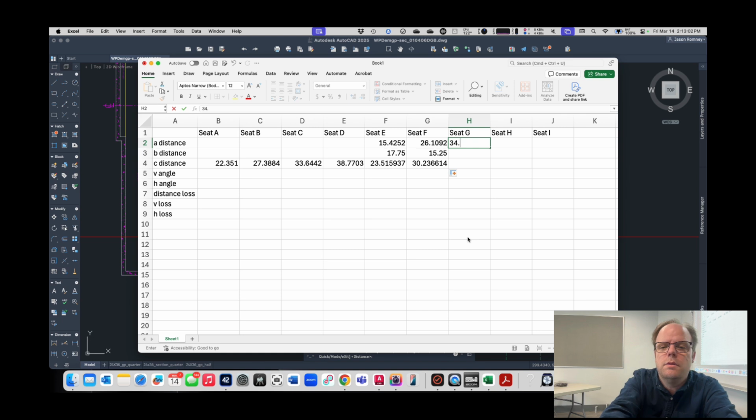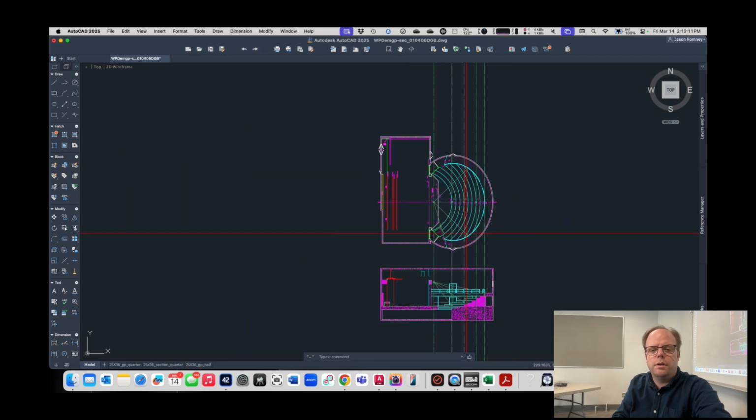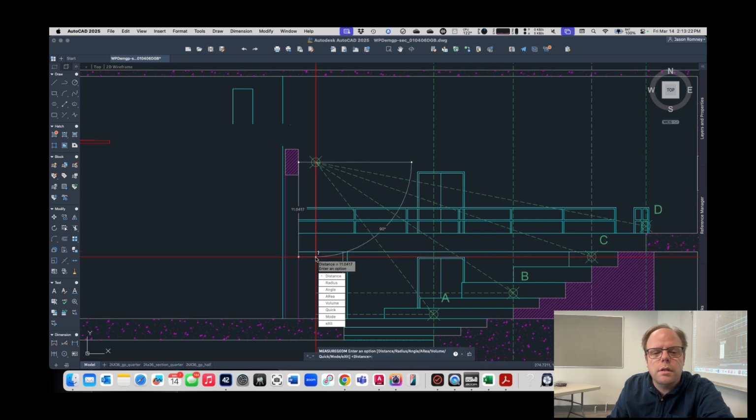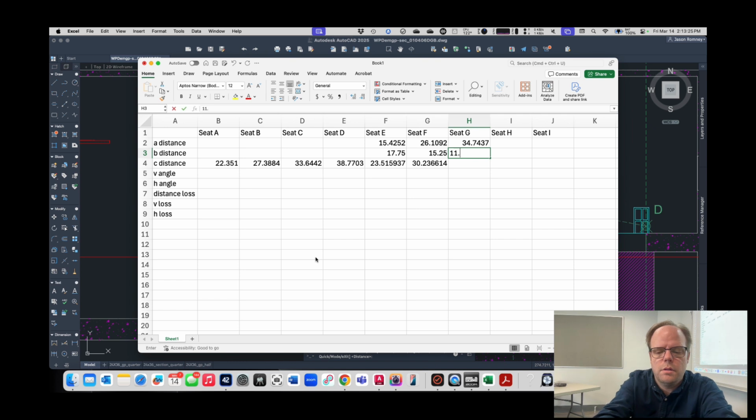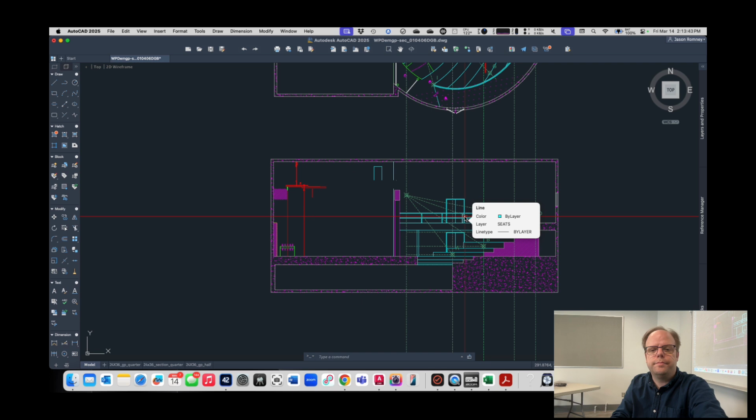34.7437. Okay. And then let's go down here and get this one, which will be to there. 11.0417. And then same thing, I'm going to just copy that over. And this should be a little bit farther than seat C, and it is. So that makes sense.